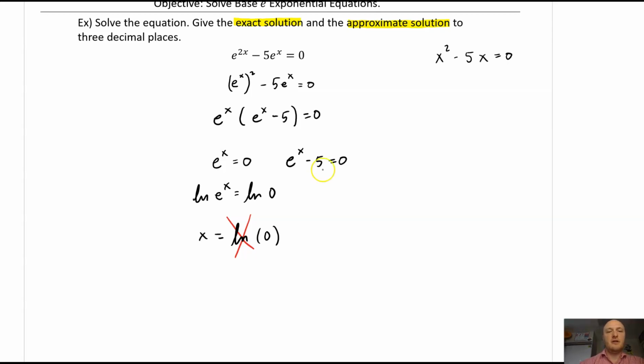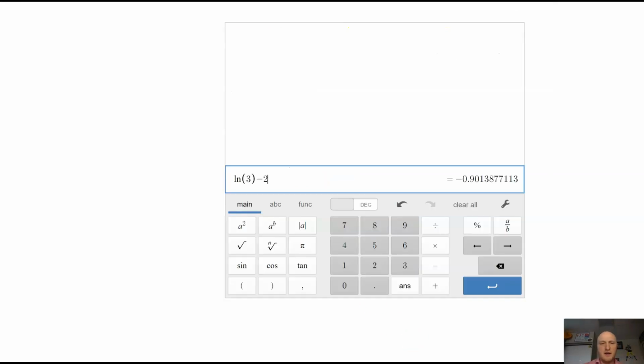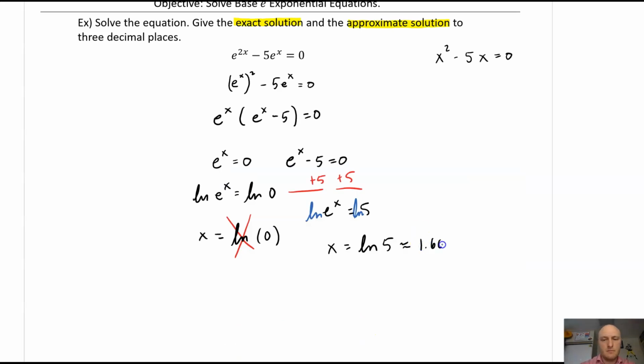And we'll solve the problem on the right-hand side. I'll add 5, so e to the x is equal to 5. I'll take the natural log of each side, and we get x is equal to natural log of 5, which this time, I promise I won't skip out on that. Natural log of 5 is approximately 1.609. There you go. That's solving an exponential equation with base e in a binomial structure.